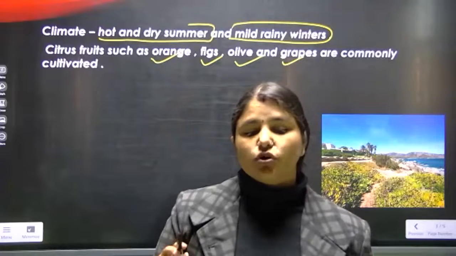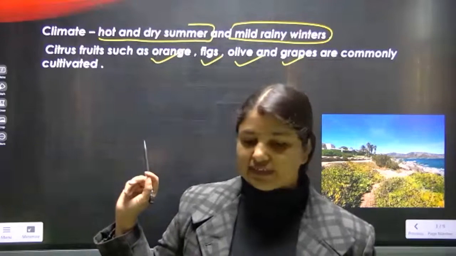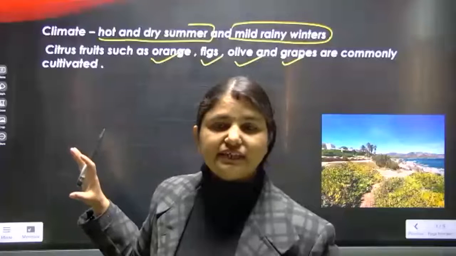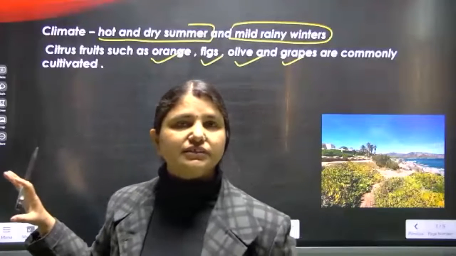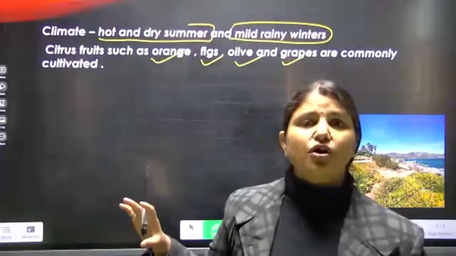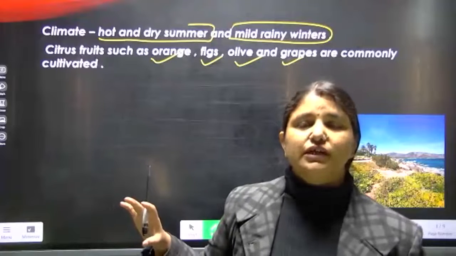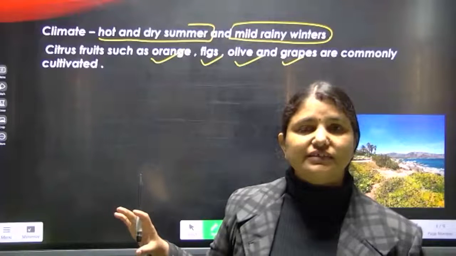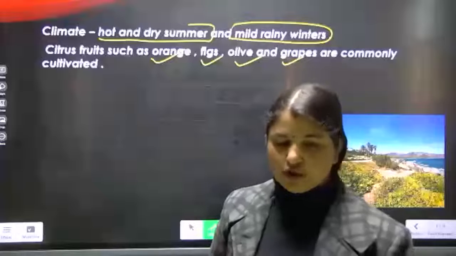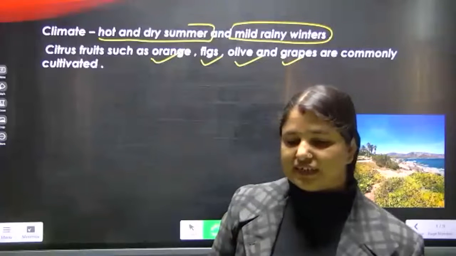So the last question which can be made over here is, ma'am, what type of vegetations are grown in the Mediterranean vegetation? So we can say vegetation like grapes, orange, figs, olive, lemon. These all are the types of vegetation which are grown in the Mediterranean vegetation. So I hope Mediterranean vegetation is clear to you all.